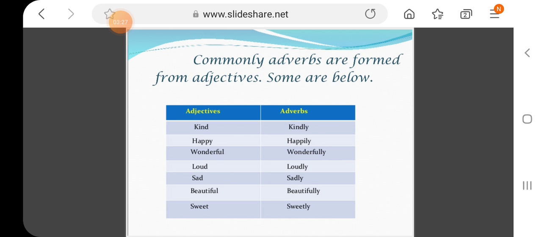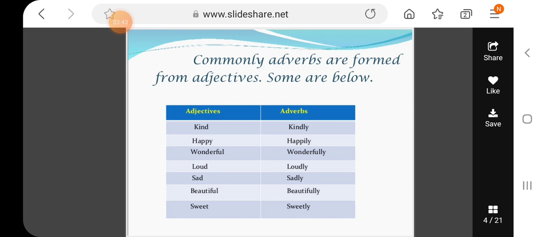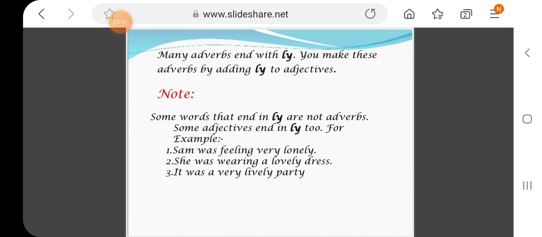So kindly, happily, wonderfully, loudly, sadly: he said sadly. When we say he said sadly, sadly defines the action said, how he said it. तो जो आपका ly adverb होता है, जो आपका main adverb होता है, that always defines your action. All right, I hope it's quite clear. Let's move towards the next slide.